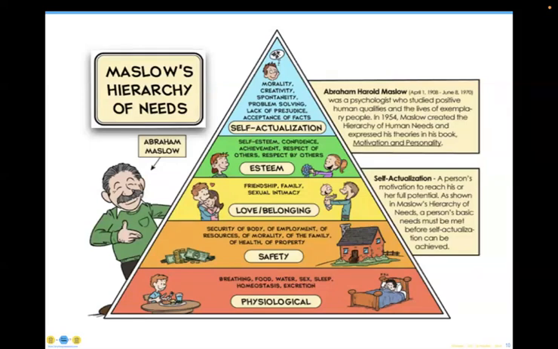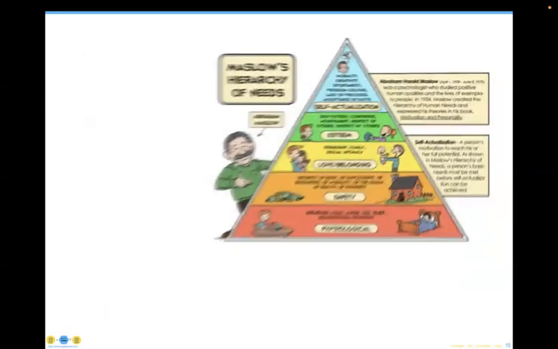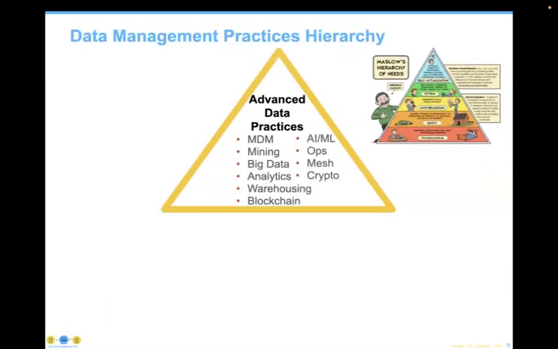And the reason I want to show you this is because you can't get to the top level without the second level being in place, and the second level can't exist without the third, and the third can't exist without the fourth, and the fourth without the bottom level. This was Maslow's terrific insight into this. And in data, it operates kind of the same way.